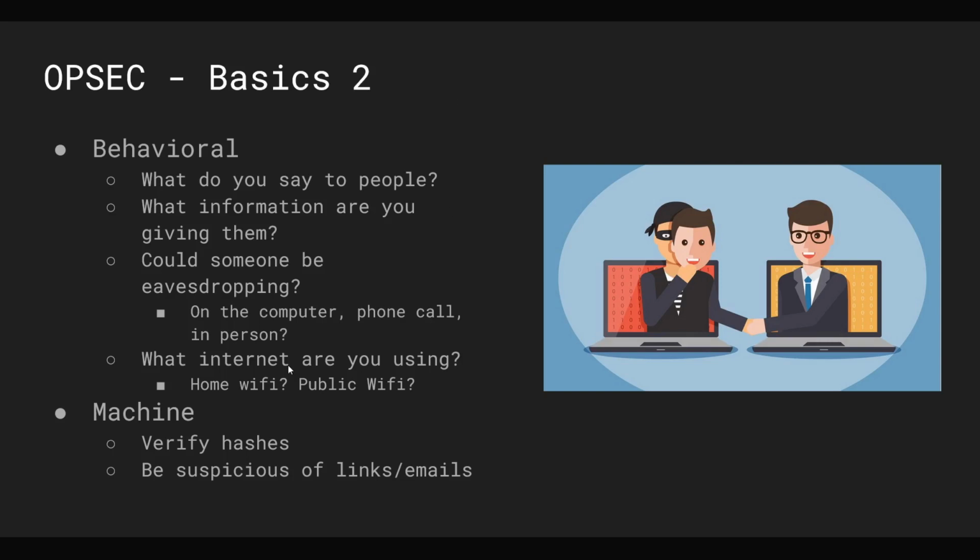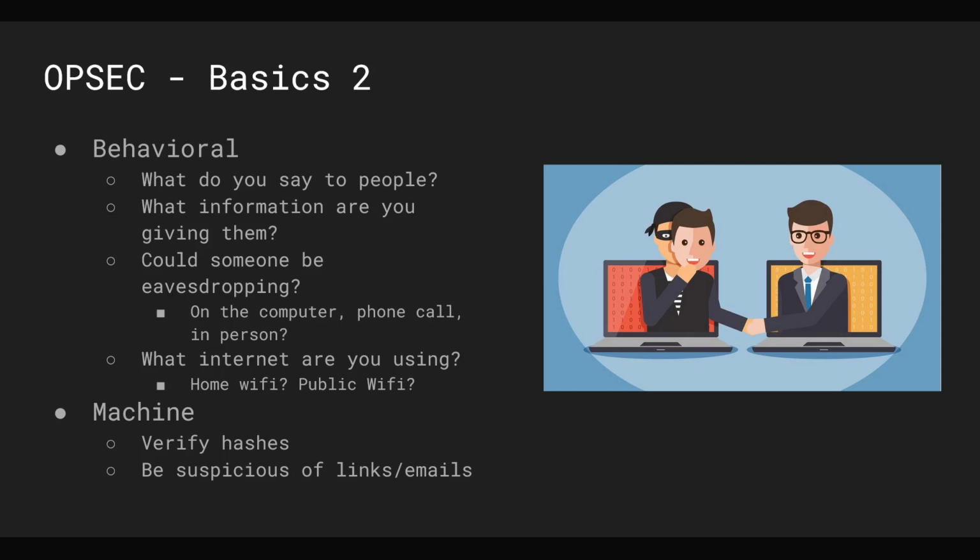So also, what internet are you using? If it's your ISP, do you want your ISP to have all the information about you? That's probably a good time to start using a VPN if you don't want them to have all these records of you. Another thing is, are you using public Wi-Fi? If so, definitely use a VPN, because there's so much man-in-the-middle attack potential for public Wi-Fi.